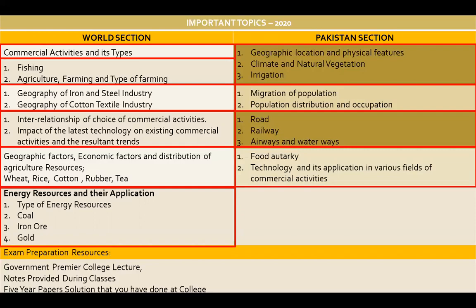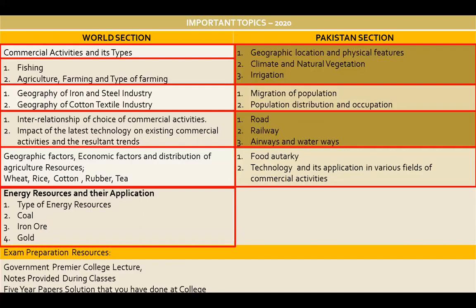Migration of population and population distribution is another very important topic. You get one question in your examination from it as well. Then we have road, railway, airways, and waterways. Finally, food autopsy. Food autopsy sometimes comes in short answers, or sometimes as a short note in section C of Pakistan.